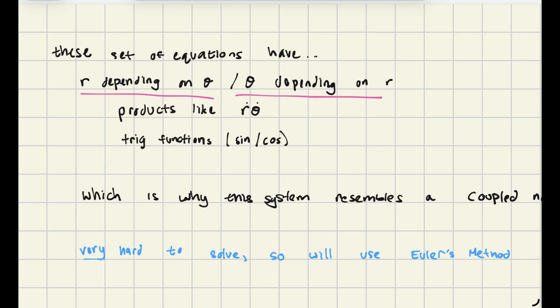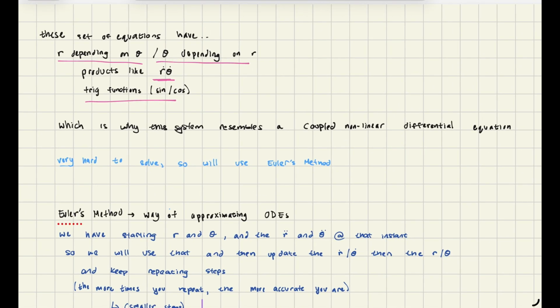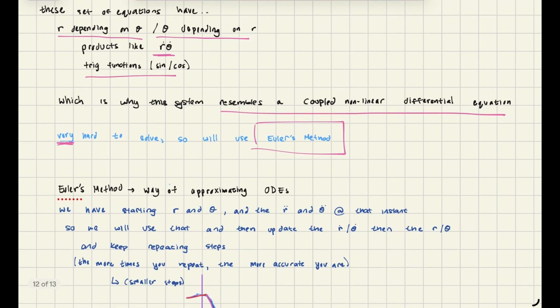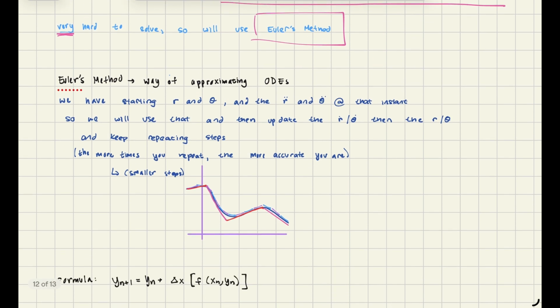And then we have these weird products like r prime theta prime, and we also have these trig functions. So this system closely resembles a coupled nonlinear differential equation. And these are very hard to solve, and you can guess why, because they're all very intertwined, right? So what we'll do is solve it using Euler's method. Euler's method is just a way of approximating ODEs, or ordinary differential equations.